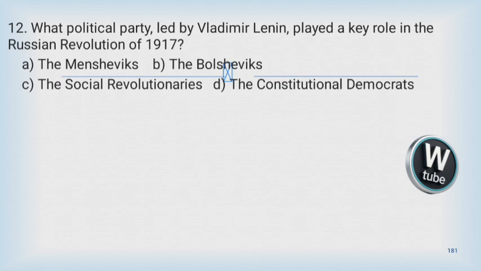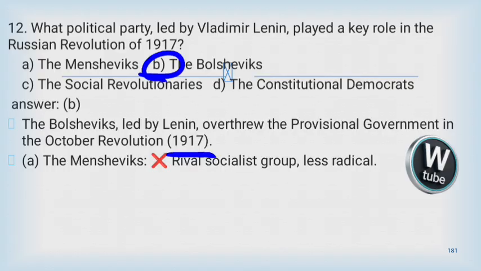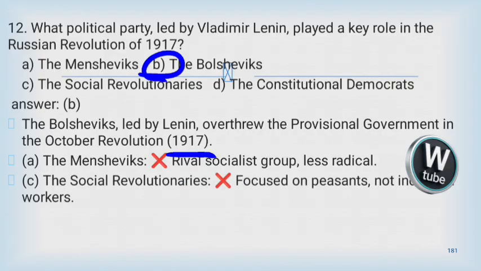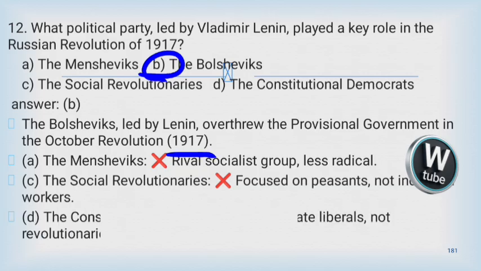The Bolshevik party was a political party led by Vladimir Lenin and played a key role in the Russian Revolution of 1917. B is the correct answer. The Mensheviks were less radical. The Social Revolutionaries focused on peasants, not on industrial workers. The Constitutional Democrats were moderate liberals, not revolutionaries.